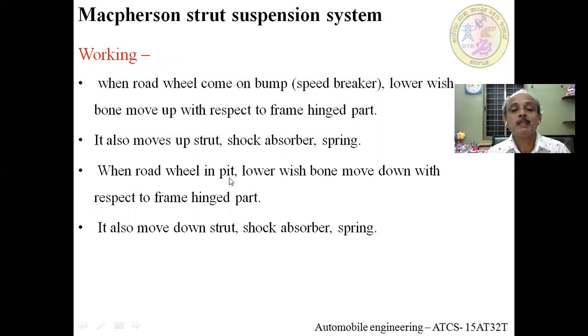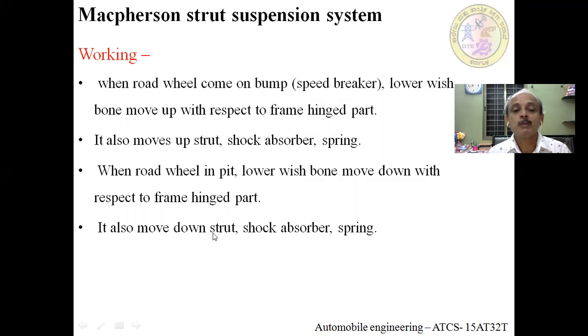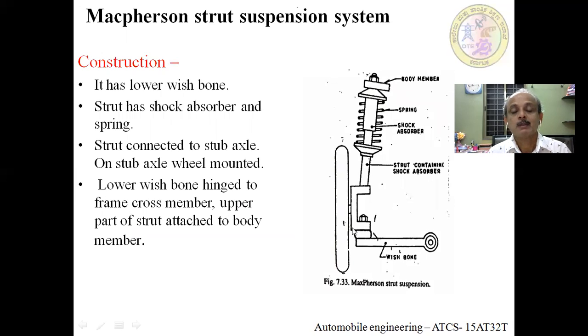Now when the road wheel is in the pit, that means it is going below the speed breaker, the lower wishbone moves down with respect to the frame hinged part. This wishbone arm moves down with respect to the hinged part. It also moves down the strut, shock absorber, and spring. So here we can see it also moves down the strut, shock absorber, and spring. So this is the simple construction and working of the McPherson strut suspension system.